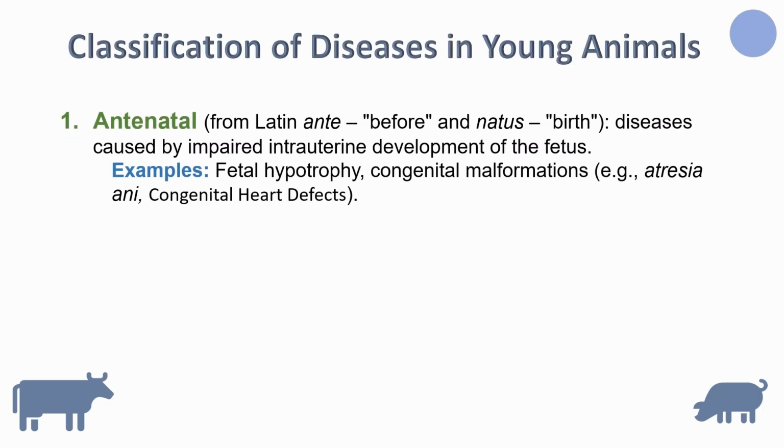First, we have antenatal diseases. These conditions develop inside the uterus before the animal is even born. Common examples include fetal hypotrophy, where the fetus is underdeveloped, and congenital malformations, such as heart defects or atresia ani.